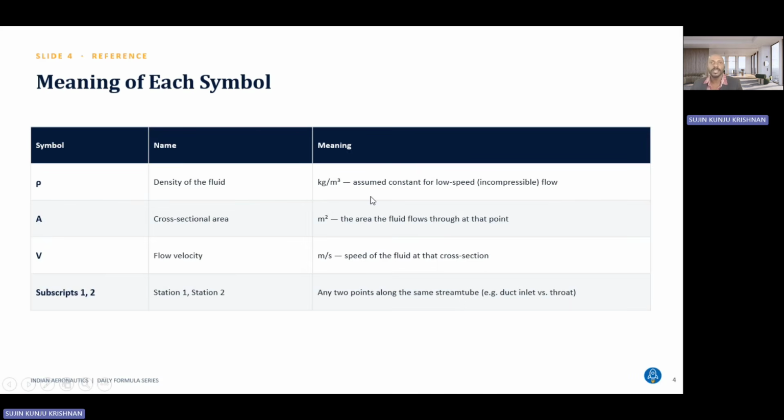So rho is the density of the fluid in kilograms per cubic meter. A is the cross-sectional area the fluid is flowing through at that point. Think of it as the size of the pipe or duct opening, and V is the flow velocity at that point in meters per second. The subscripts 1 and 2 just mean two different stations along the same flow path. For example, the wide inlet of a wind tunnel versus its narrow test section.